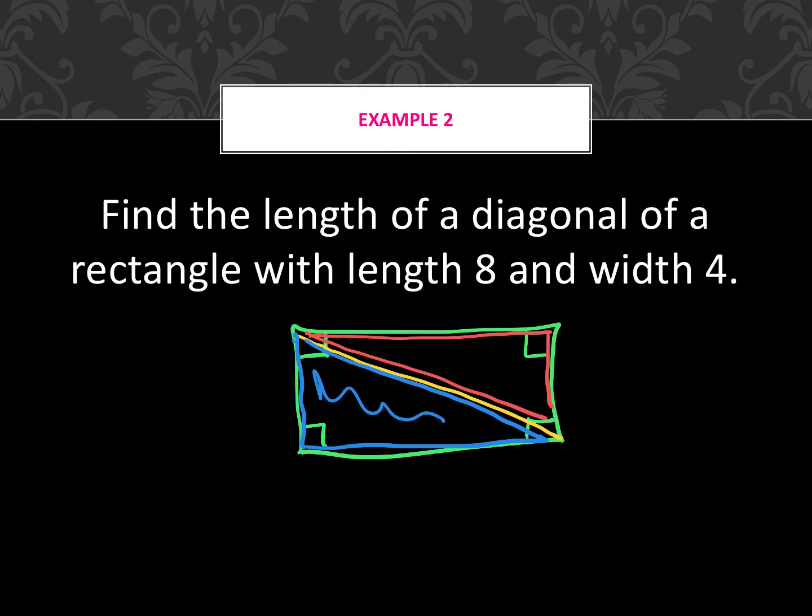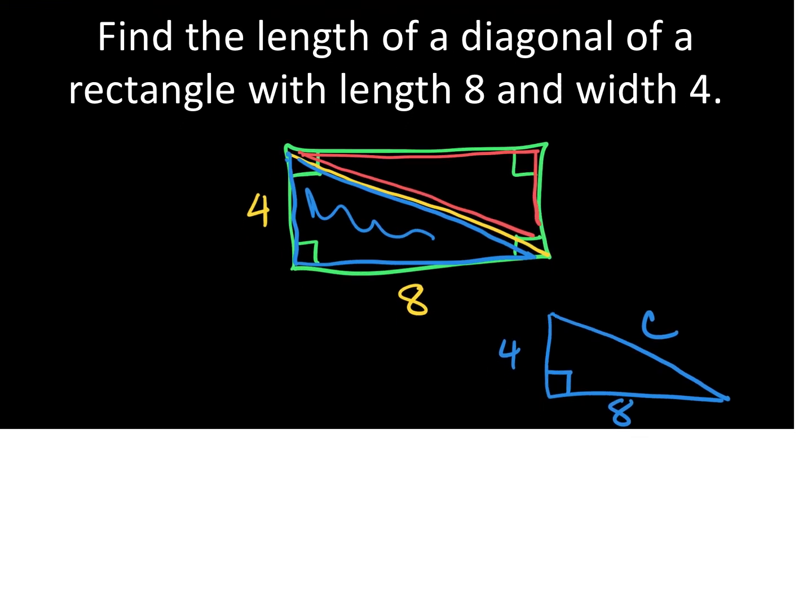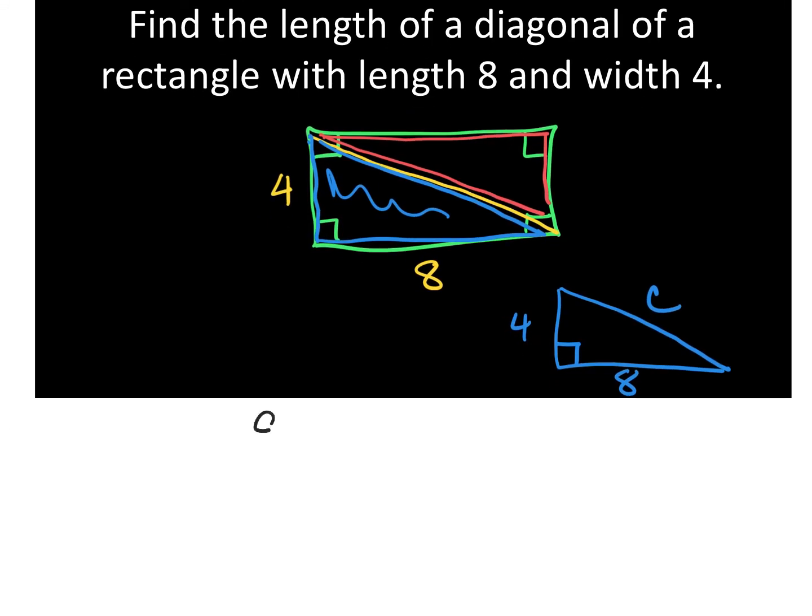I'm going to go ahead and label the sides that they gave me. They told me that it has a length of 8 and a width of 4. So really what I'm working with here is a right triangle, and the diagonal is my hypotenuse. So I'm looking for this C. So let's go ahead and plug it in to a squared plus b squared equals c squared. Again, the 4 could be my a, and the b could be my 8. Again, it doesn't matter. Remember, you can switch up the legs. But what's important is the C is always the hypotenuse.